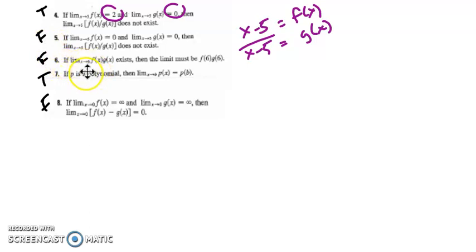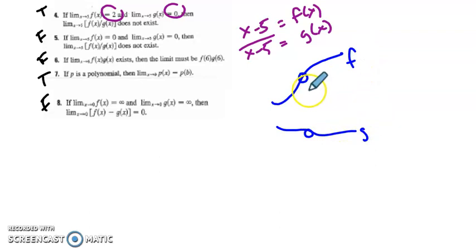Number 6 says, if the limit as x approaches 6 of f times g exists, then the limit must be f of x times g of x. That will only hold if it is a continuous function. If you have a hole in this case, f of 6 could be any number, and g of 6 could be any number. Let me draw a couple pictures for you. So I have f here with maybe a hole here, and g here with a hole also. And then the f is filled in there, and the g is filled in there.